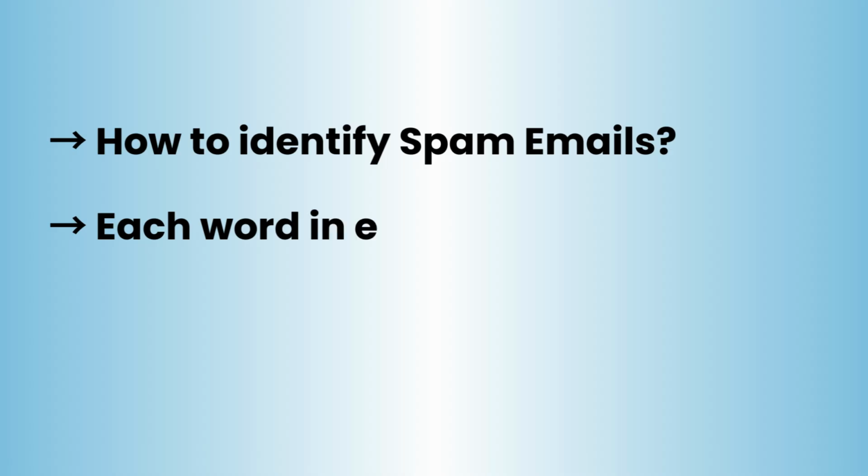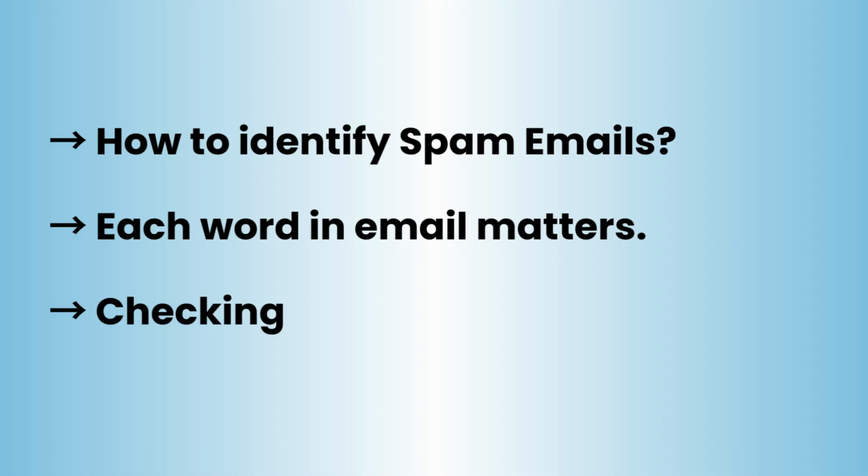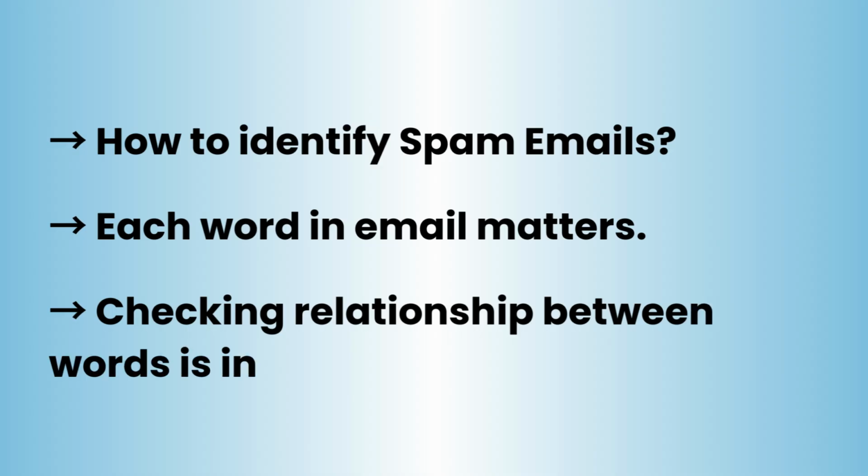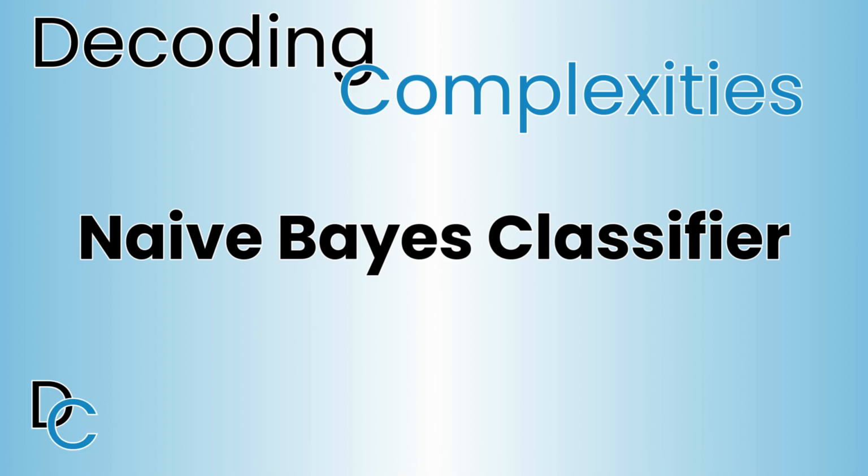An email has thousands of words, and each word changes the probability of it being spam or not spam. Checking how these words relate to each other is computationally impossible. We need to make a naive assumption to solve it. This assumption leads us to one of the most effective classifiers, the Naive Bayes Classifier.